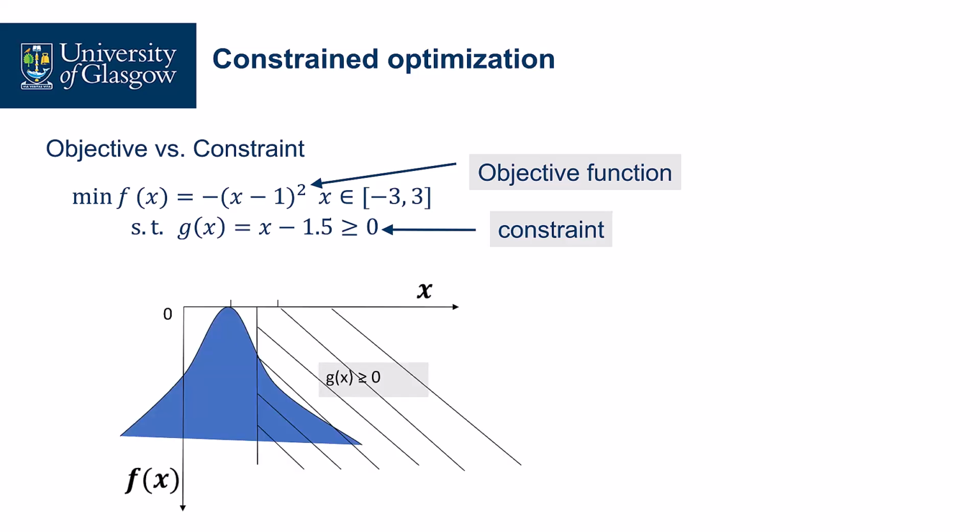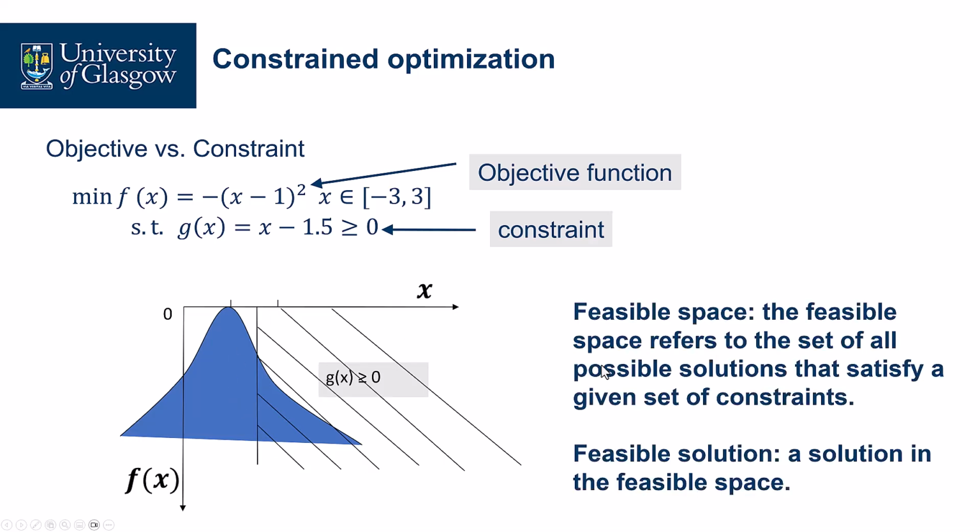So we can see this. If we draw the f(x) here, we can see it's here, and only on this side is g(x) larger than or equal to 0. So this area we call a feasible space. Feasible space means the set of all possible solutions satisfying the constraint.